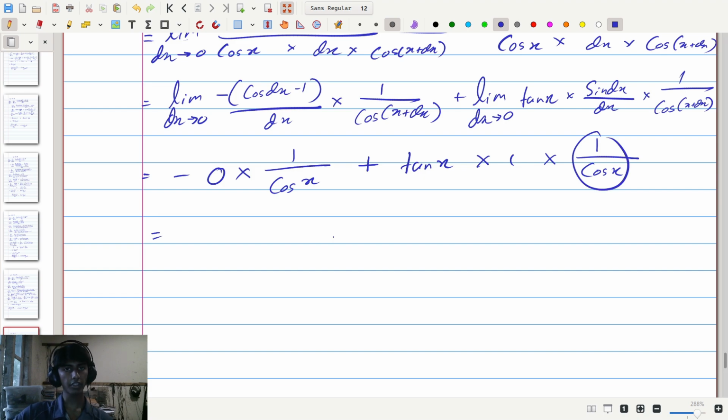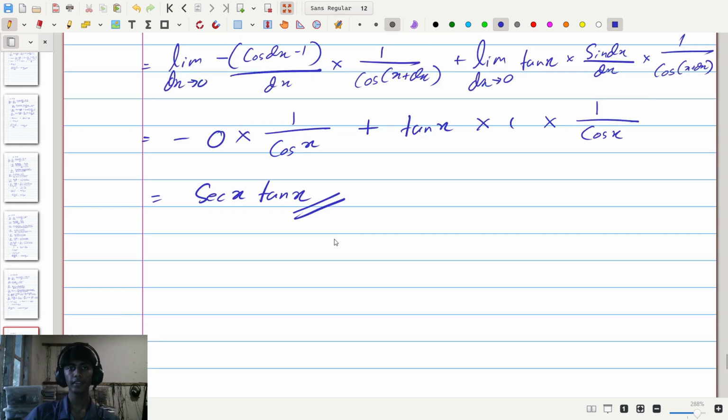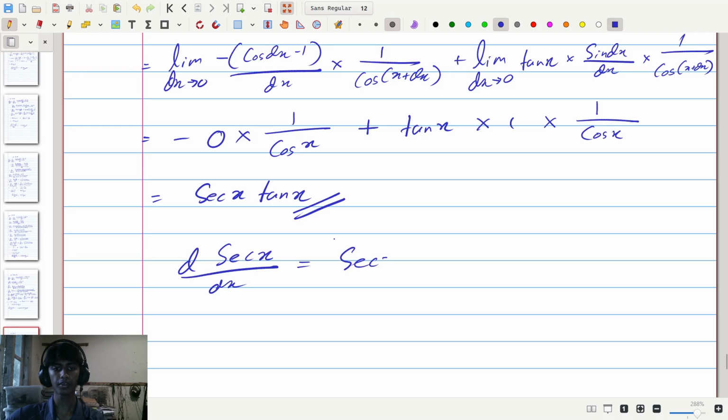1 divided by cosine of x is called secant of x. So here we have tan of x times secant of x, which I'm going to write as secant of x times the tangent of x. Therefore, what we have as a conclusion is that the derivative of the secant of x by dx is itself secant of x times tangent of x.